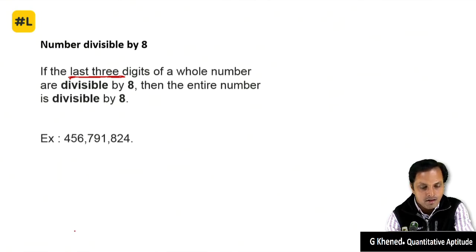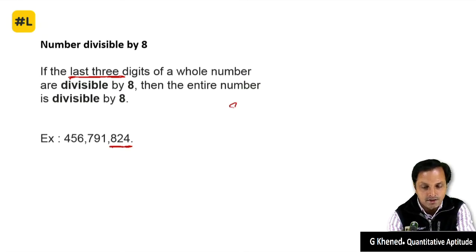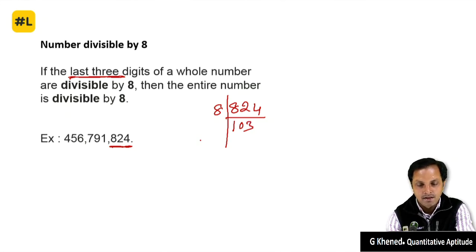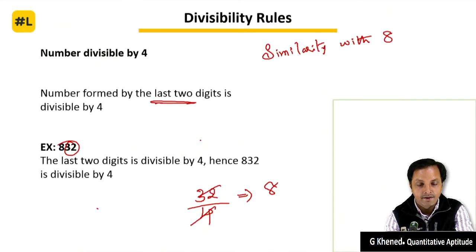This is one big number, 4, 5, 6, 7, 9, 1, 824. You just take the last 3 digits, 824. Just check whether it is going to be divisible by 8. 8 ones are 8 and 8 threes are 24. It is divisible by 8. Is it clear? Just verify whether the last 3 digits are divisible by 8, then the whole number will be divisible by 8. That is the divisibility rule for 8.